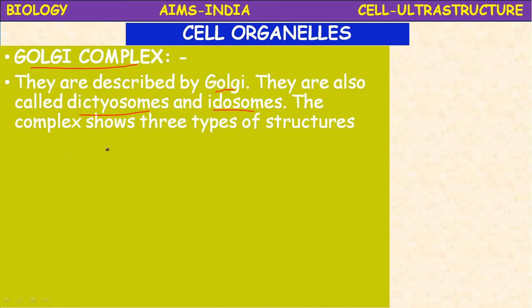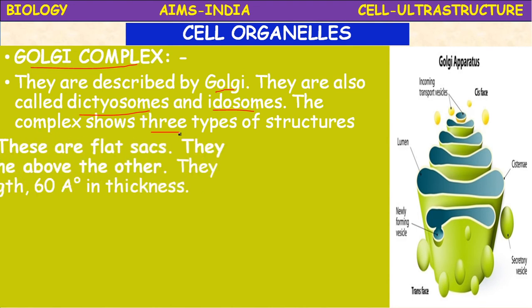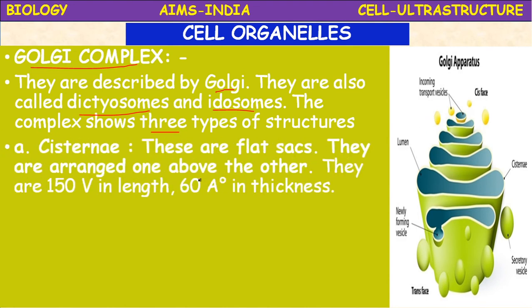The complex shows three types of structures. There are three main types of structures combined to form this Golgi complex. So what are the three main structures? The first one is cisternae. Cisternae are flat sac-like structures, arranged one above the other.